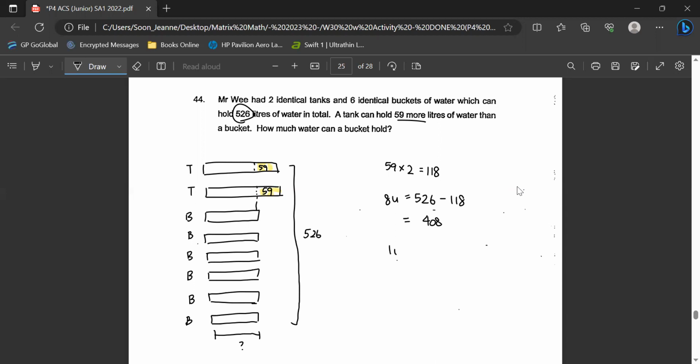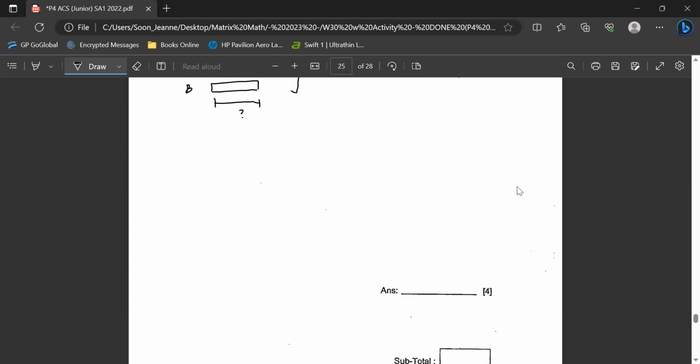So you look for 1 unit. Always look for 1 unit. 408 divided by 8 equals 51 liters. So I want to know the bucket. The bucket is just 1 unit. There's nothing else to add. So your answer is just 51 liters. So write 51 liters here.